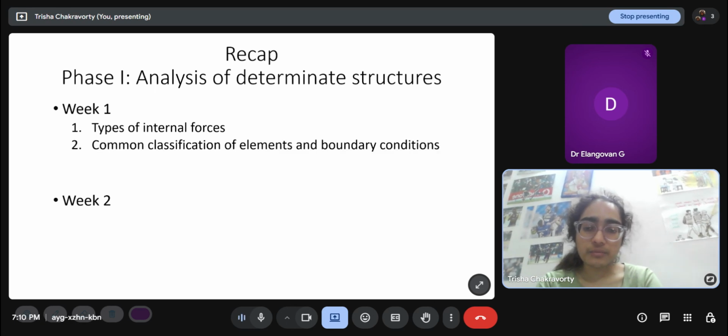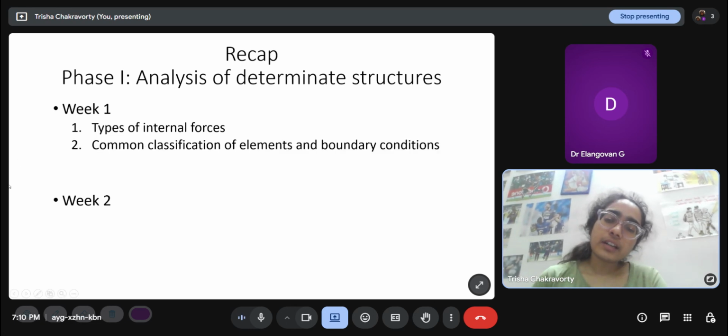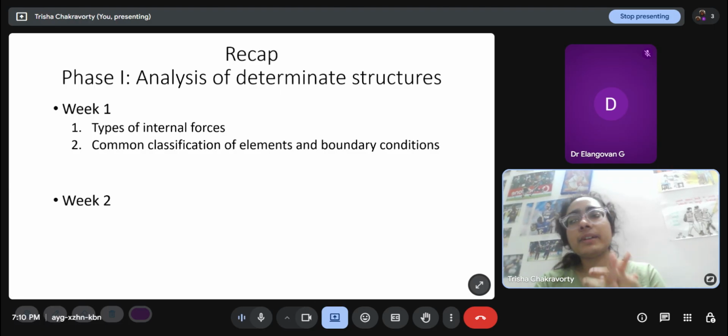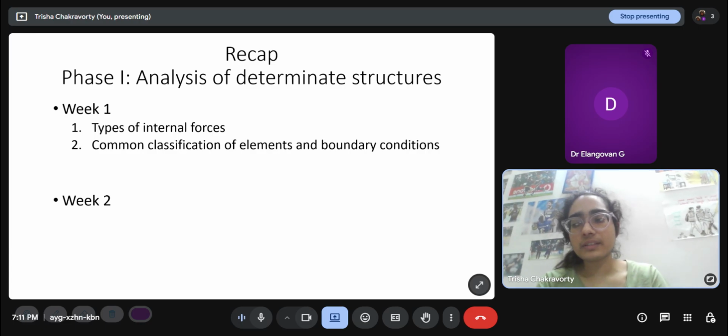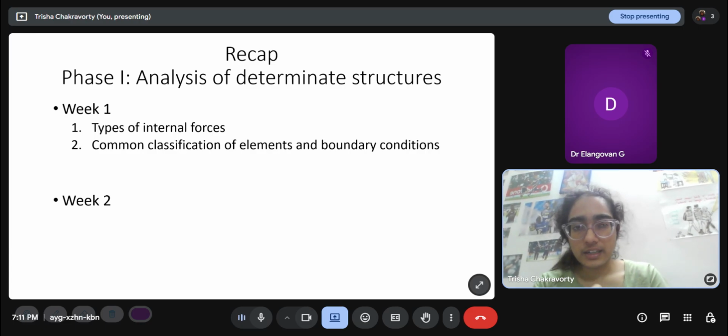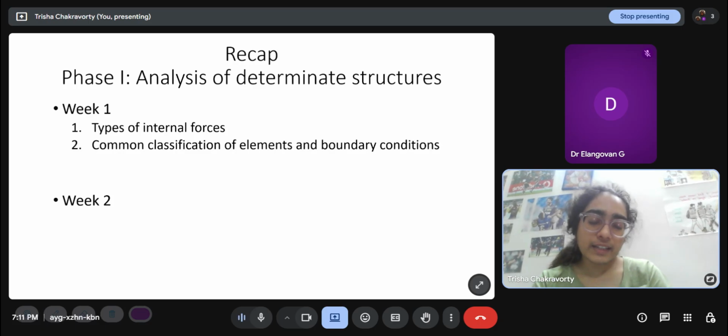There are some common classifications of elements. Beam elements generally take only bending moment and shear force. Frame elements take all three except torsion, and truss elements are two force members, so they only take axial force, tension or compression. Then there are some simple boundary conditions like roller, pin, and fixed support.